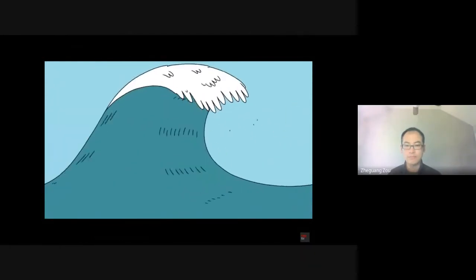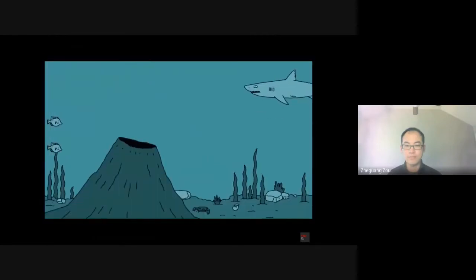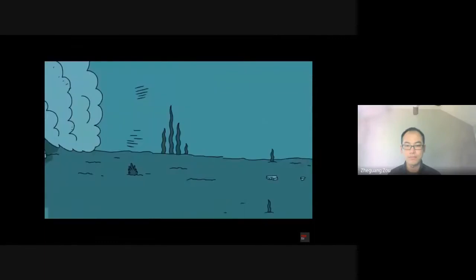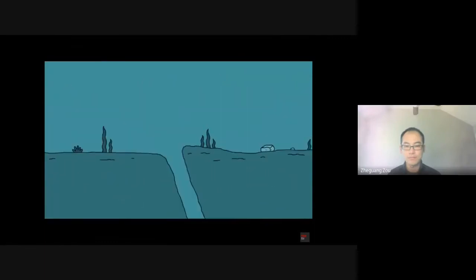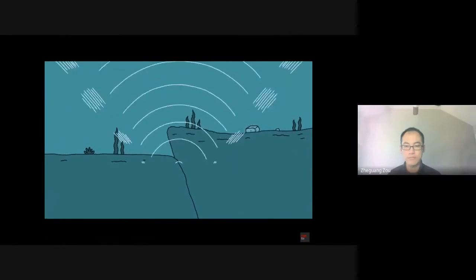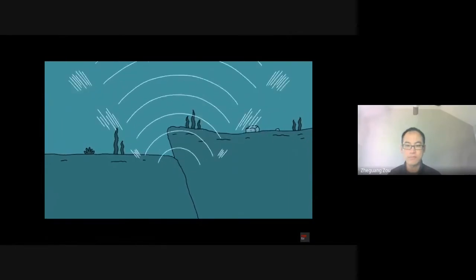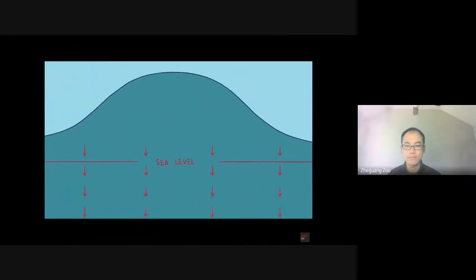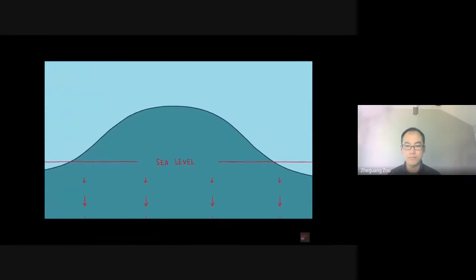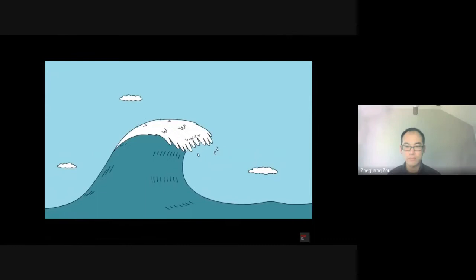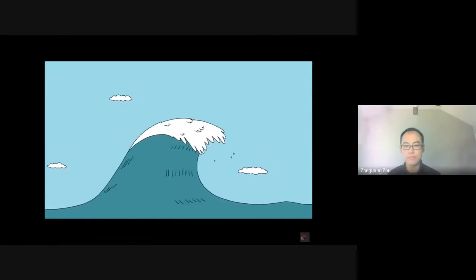But tsunamis are caused by energy originating underwater, from a volcanic eruption, a submarine landslide, or most commonly, an earthquake on the ocean floor, caused when the tectonic plates of the Earth's surface slip, releasing a massive amount of energy into the water. This energy travels up to the surface, displacing water and raising it above the normal sea level. But gravity pulls it back down, which makes the energy ripple outwards horizontally. Thus, the tsunami is born, moving at over 500 miles per hour.